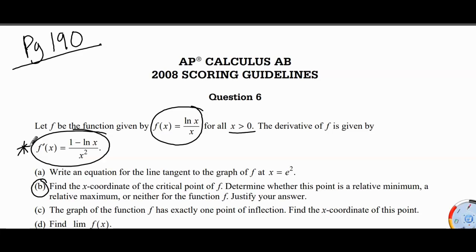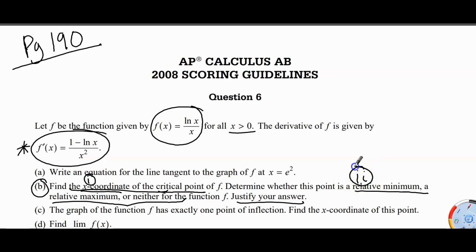But let's go ahead and take a look at part B. Find the x-coordinate of the critical point of f. Determine whether this point is a relative min or max or neither, and then justify your answer. So we have 3 things to do. We need to find the x-coordinate of the critical point. Okay? That would suggest there's probably only one. Next, we need to determine whether this point is a relative min or a max. So that would be the second thing we need to do.